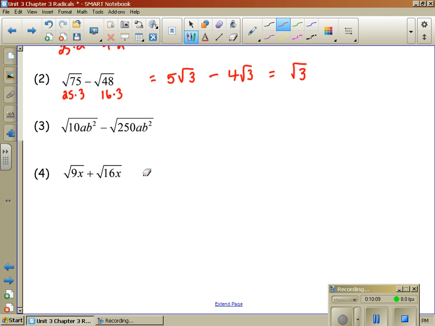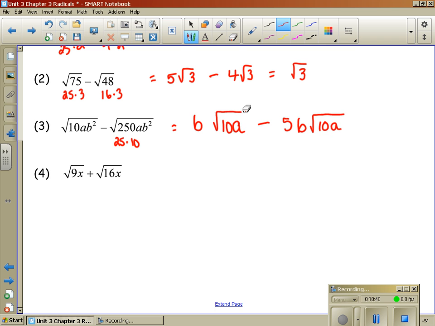Number 3, square root of 10ab squared minus square root of 250ab squared. The only thing here that can be simplified is the b squared. So we have b square root of 10a. 250, 25 and 10. So minus 25 comes out as 5. Square root of b squared is b. I have the 10 left over and the a left over.